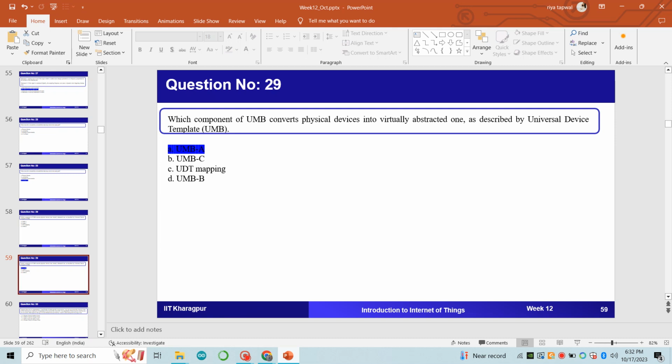Okay, so basically UMB has two components: UMB-A and UMB-C. UMB-A is responsible for converting your physical devices into virtually abstracted ones, and UMB-C is responsible for the exchange of data, basically the routing of data to the exact device where the sender wants to send.